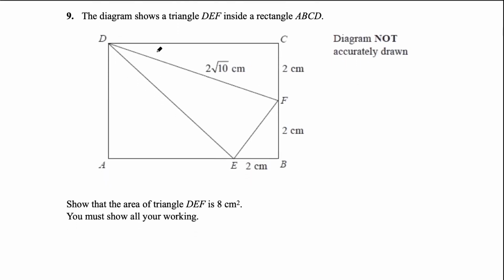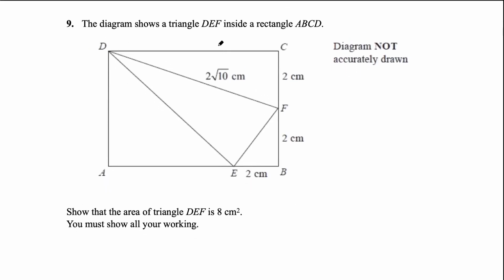Okay, question 9 says the diagram shows a triangle DEF inside a rectangle ABCD. Show that the area of the triangle DEF is 8 centimeters squared. You must show all your working. Okay, so the triangle DEF is this one in here. And again, this is like those shaded area questions.